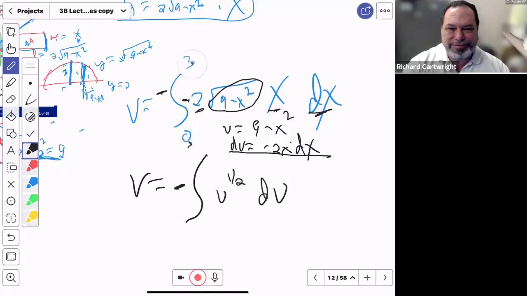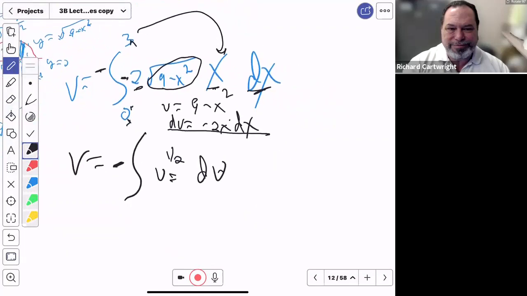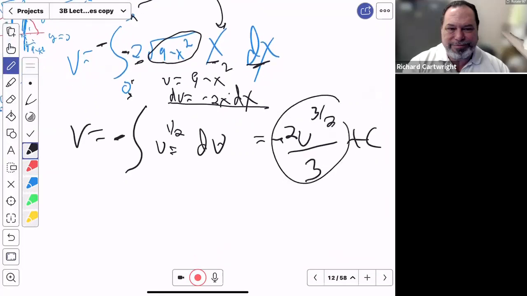I'm not going to put the limits because those have to do with the x's. I'm in u's right now. So let me just do this as an indefinite integral. That's going to be negative of u to the 3/2 divided by 3/2 plus c. I will take this antiderivative and resubstitute back in the x's. So my volume is now going to be, instead of u, u is 9 minus x squared. So my answer is negative 2 times 9 minus x squared raised to the 3/2 divided by 3.